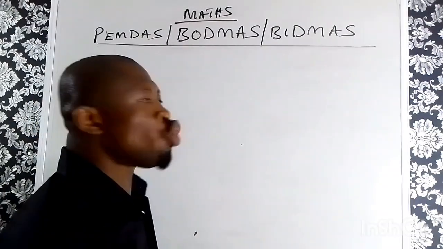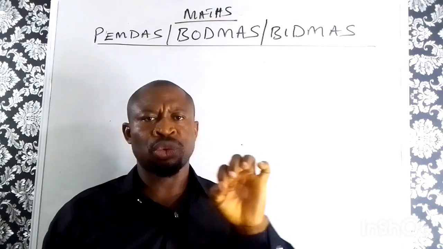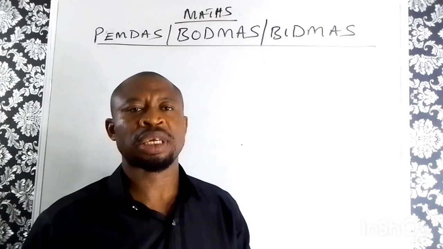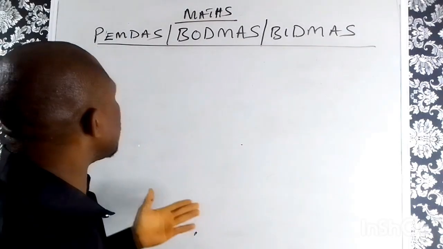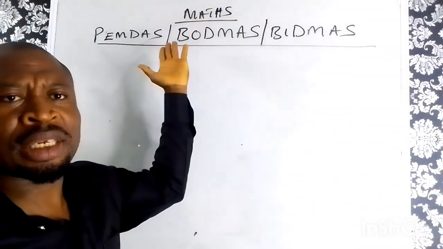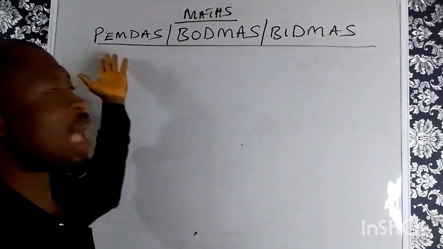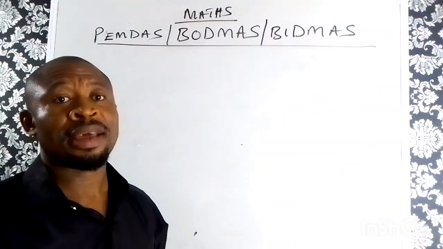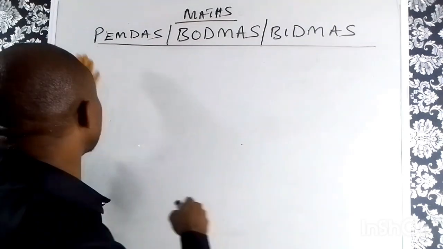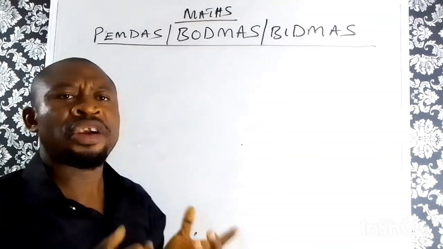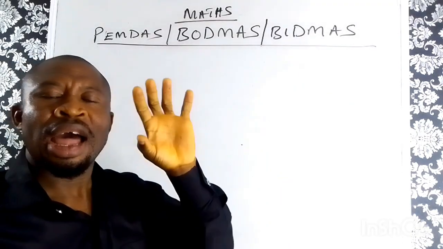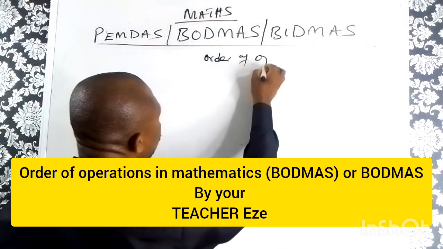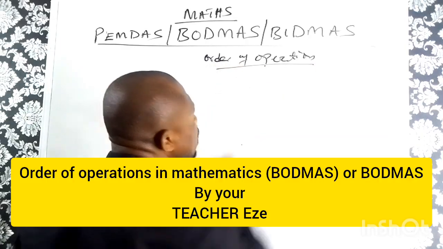Today I want us to look at a critical issue that most times students find difficult to operate with. What I want us to look at today is the difference or the similarity between PEMDAS, BODMAS, and BIDMAS. They are the same thing, and of course, they are generally referred to as order of operation. So what we have today is the order of operation.